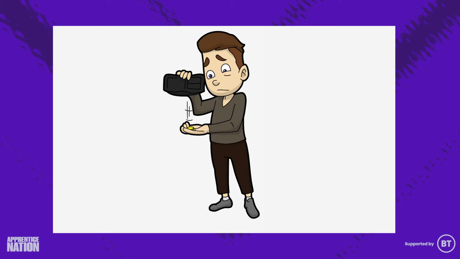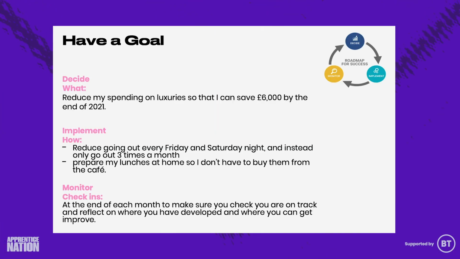It's also worth putting a checkpoint in place to make sure that you do this. And I'll explain a little more with an example. This is Dave. Dave has decided that his behaviour of spending all his cash needs to change, and he needs to develop a new behaviour to allow him to save. So to start with, he wants to save up for a deposit, let's say £6,000 by the end of 2021. He needs to think about how he's going to implement it.